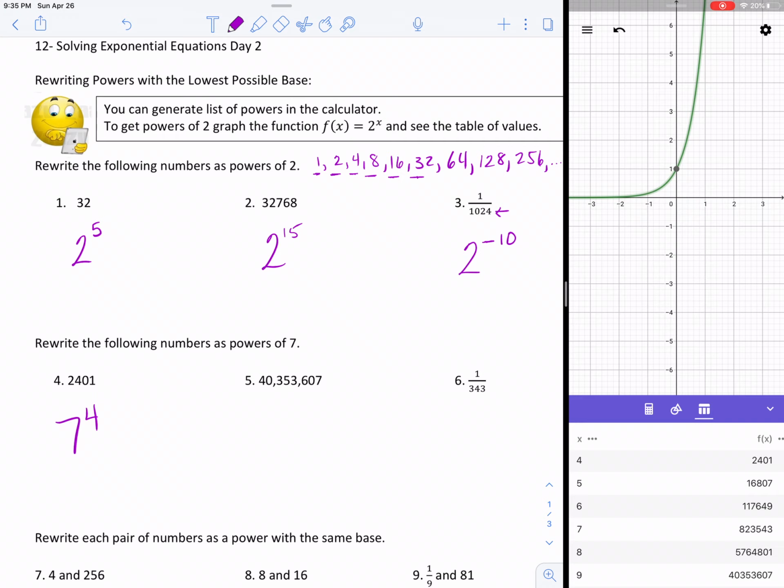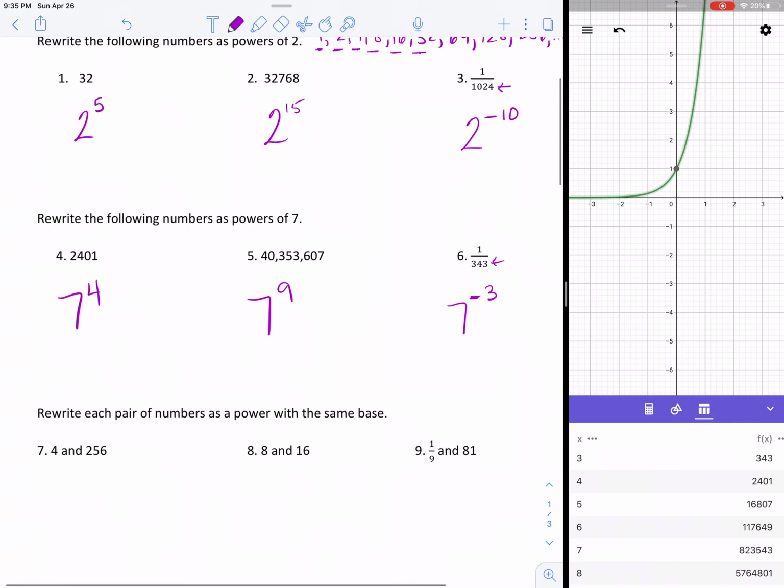How about this 40,000 number? I don't even have to scroll down that far. Right at 9. So 7 to the 9th power is equal to 40,353,607. Now the 1 over 343, since it's in the denominator, I know I'm going to have the base of 7 with a negative exponent. I'm going to scroll up to see what the input is. 7 to the 3rd power is 343, so 7 to the negative 3rd power is 1 over 343. So this is extremely important for you to understand in order to solve the equations we're doing today.